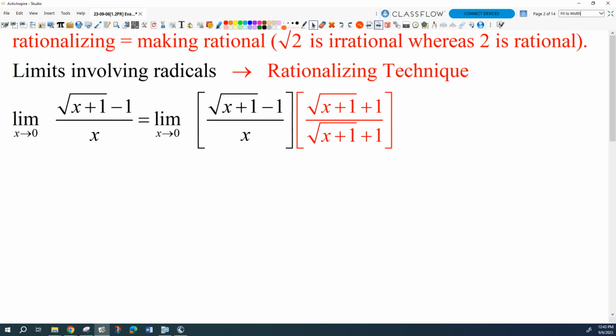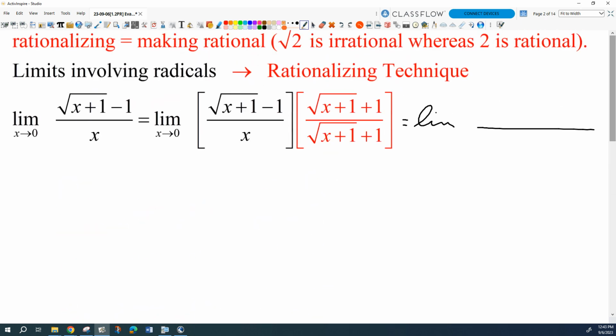Look what happens when we do this. Okay, on the top, what are we going to get? If I multiply conjugates together, let's remind ourselves about that real quick. When we multiply conjugates, a plus b times a minus b, what is the pattern we always get? Minus b squared. Okay, good. We always get difference of squares, a squared minus b squared.